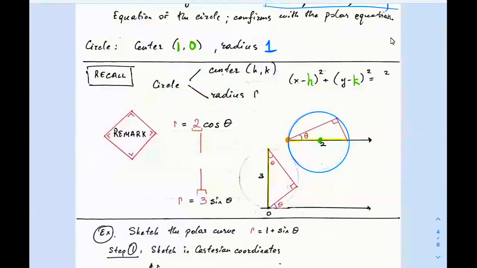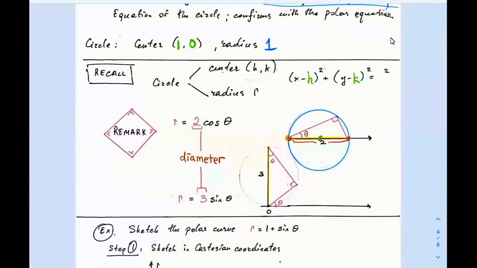The center is going to be on the polar axis over here, and the radius here is... then what would this 2 here be? The 2 here corresponds to the diameter of the circle. Okay. So that's the diameter of the circle, from here to here. Okay.